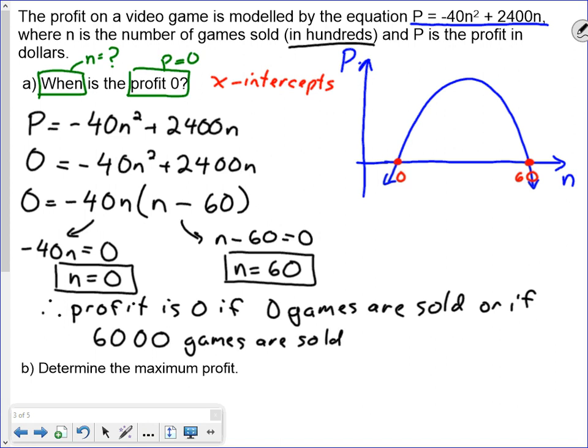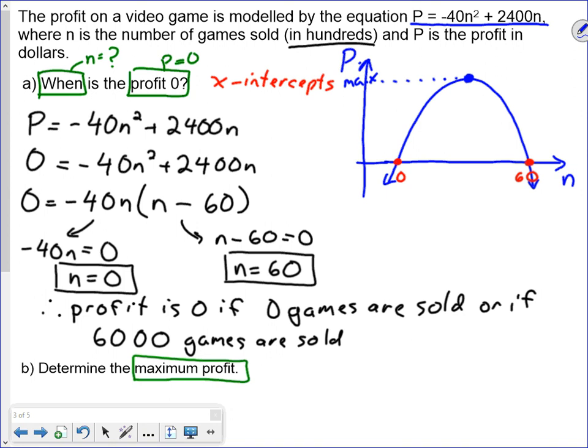That seems like a weird result, but it could just be that the model that we created here wasn't exactly correct. All right, let's look at the second part. Determine the maximum profit. Okay, so we see that word maximum in there. We know that we're probably looking for the vertex of our parabola. And if we come back to our graph, yeah, that makes sense. Right here is going to be where we have our maximum profit. This is our max right up here.